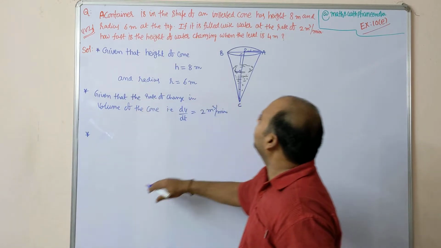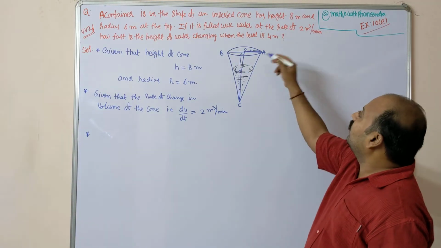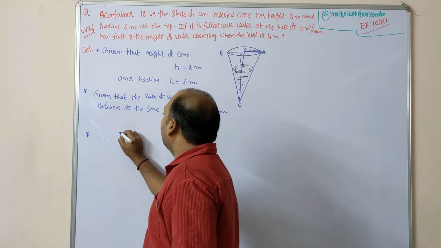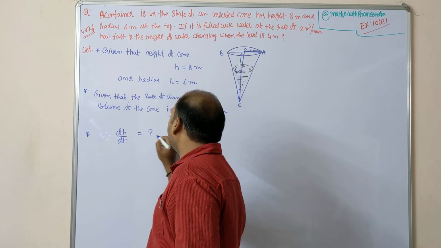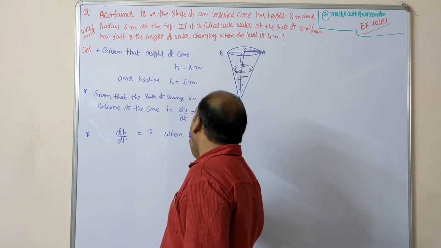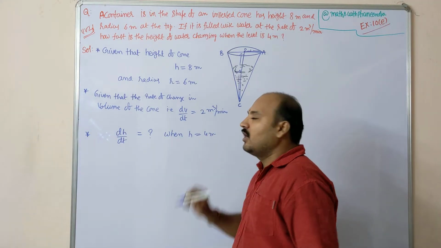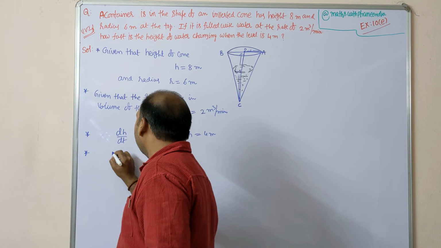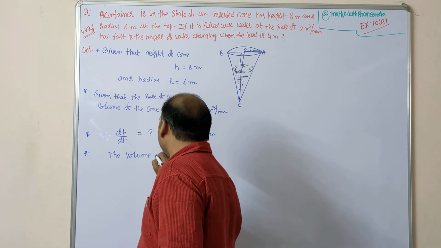What they are asking to find: how fast is the height of the water changing when the level is 4 meters? That means water level. So they are asking to find dh/dt when h is equal to 4 meters. I hope you understand this, students. For this we require the volume of the cone.